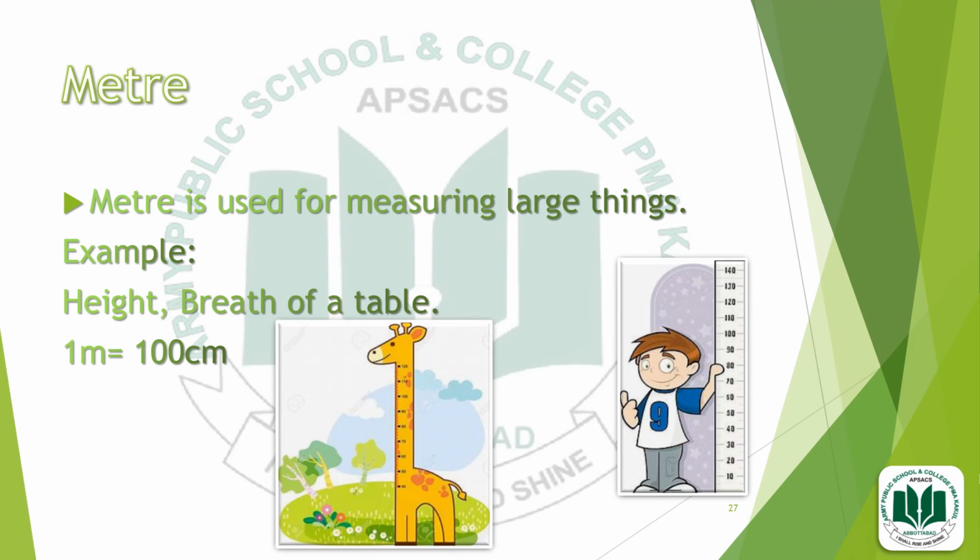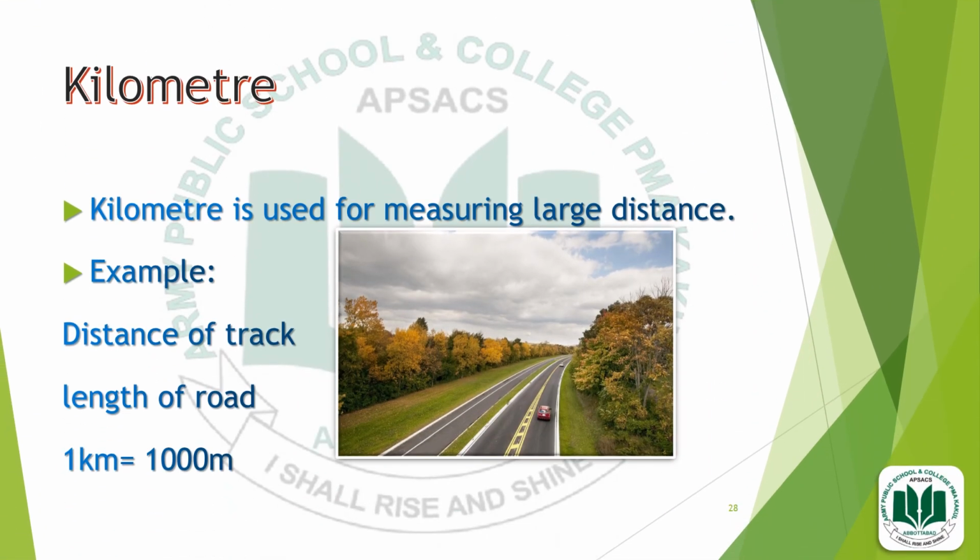Now students, what is meter? Meter is another unit of length which is used for measuring large things. For example, height of a person, height of animals, breadth of a table, and 1 meter is equal to 100 centimeter. Now what is kilometer? Kilometer is the unit of length which is used for measuring large distances. For example, distance of a track, length of a road. And in 1 kilometer there are 1000 meters.